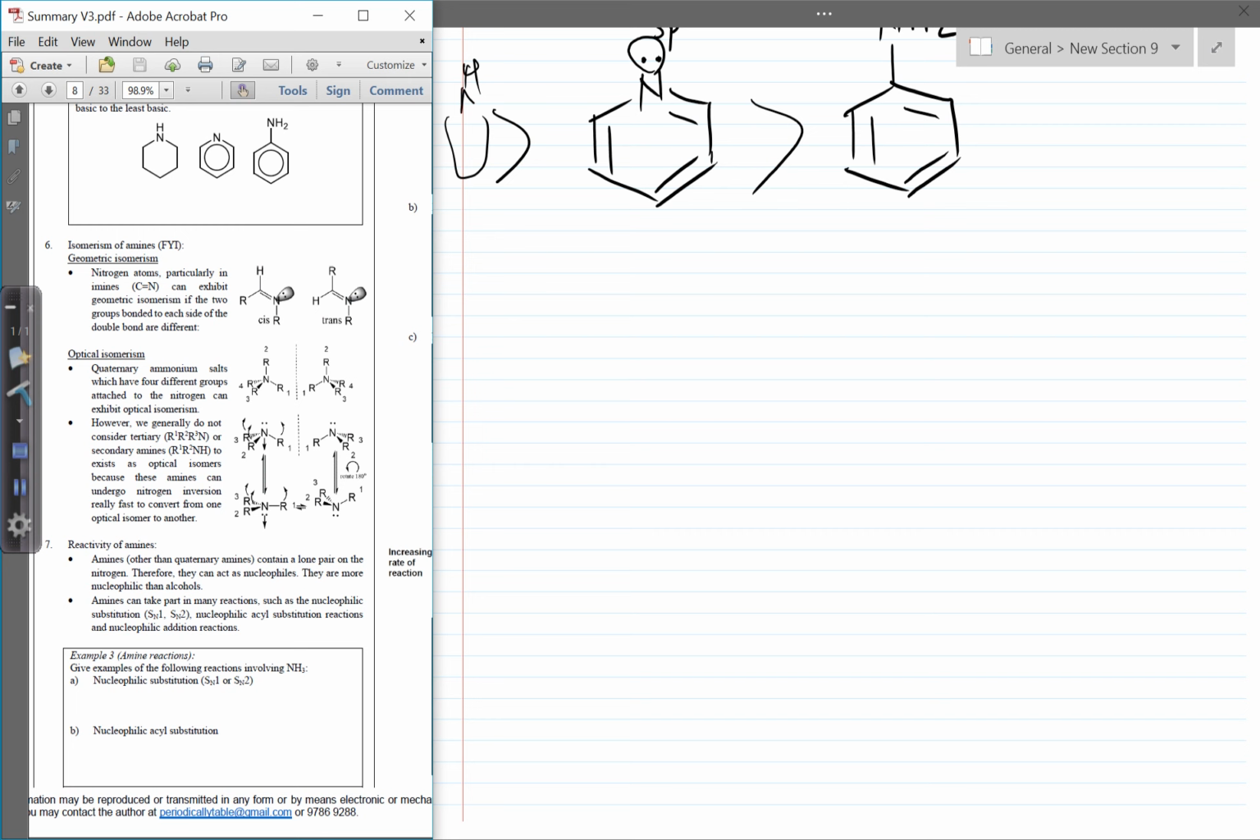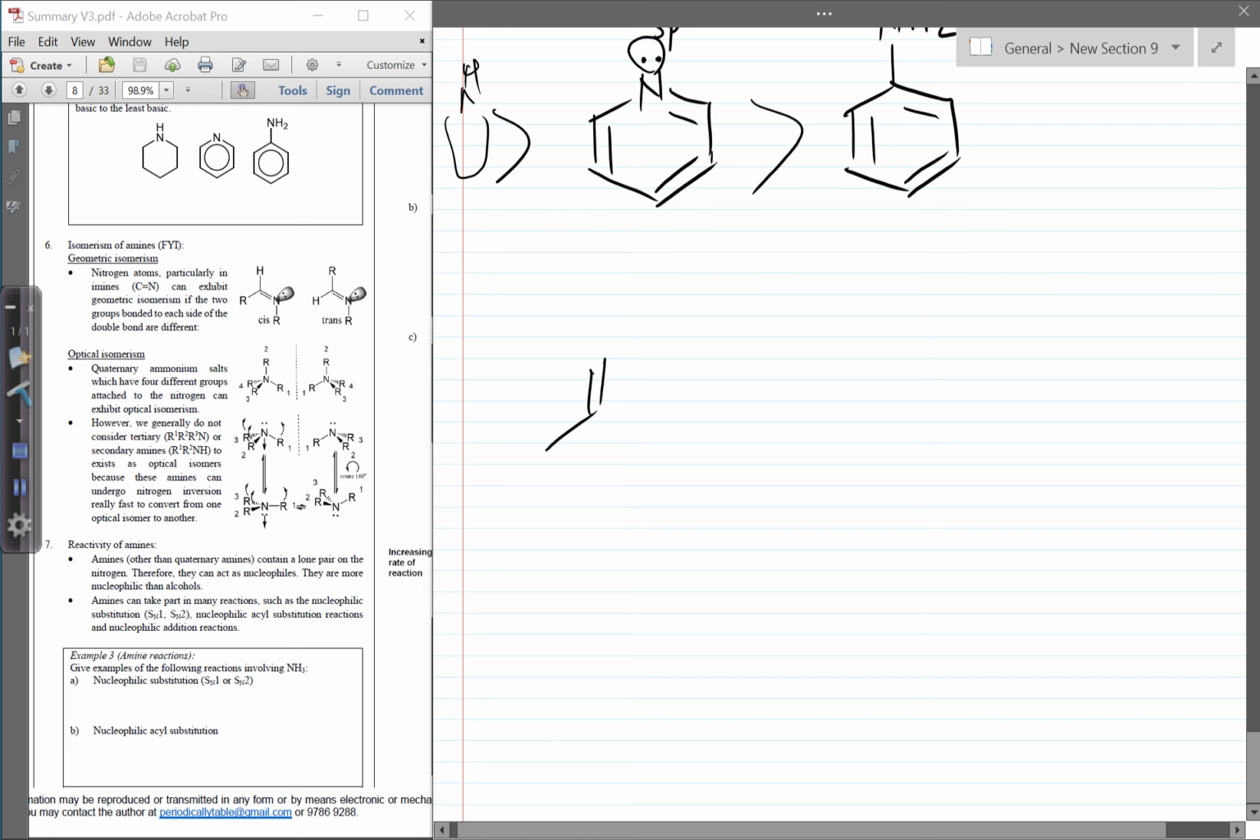So for nucleophilic substitution, it's quite easy, right? It's just NH3 reacting with your RX. Nucleophilic acyl substitution, this one already seen, right? Ammonia reacting with your acid chloride, okay, to give you your amides. This is your nucleophilic acyl substitution, right?